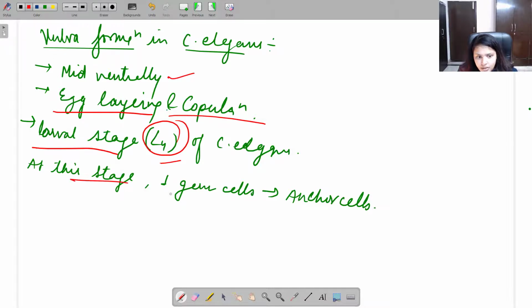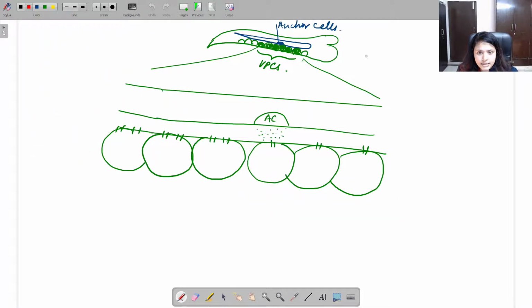At this stage, what happened? One of the germ cells is converted into an anchor cell. Okay, so this anchor cell is important for vulva formation. Let's see this structure. This is the larval L4 structure of C. elegans. At this stage, one of the germ cells in the gonad is converted into an anchor cell, and beneath the anchor cell there are certain cells known as VPC, vulva precursor cells.